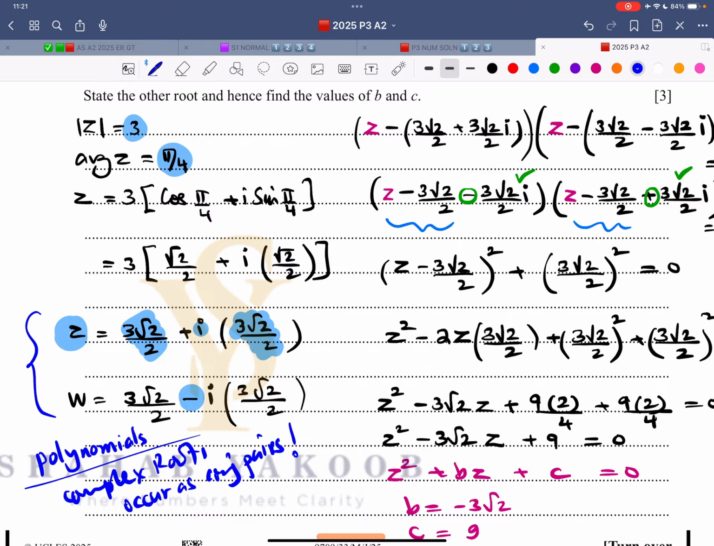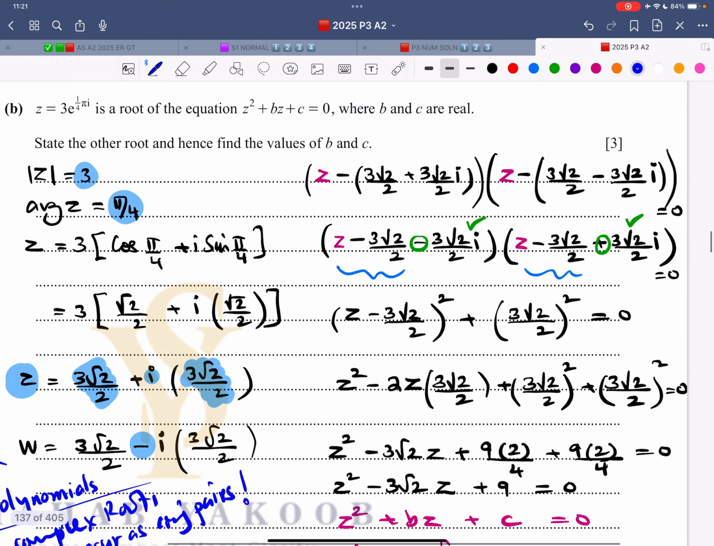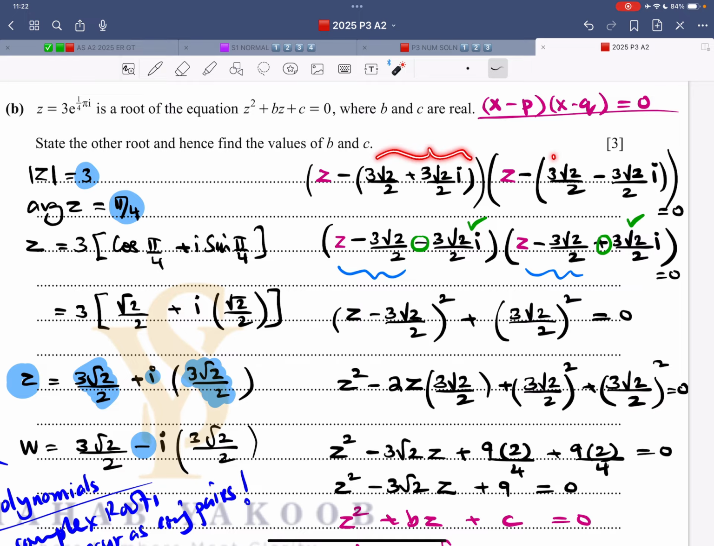That is the thing. Okay, now over here, what are they saying? So now let's use that concept from P1 quadratics, x minus p, x minus q, make it equal to 0, and then you write it out. So this is p, this is one root, this is the other root. Now the complexity increases because of these surds. So this is z minus this, this is z minus this plus this.